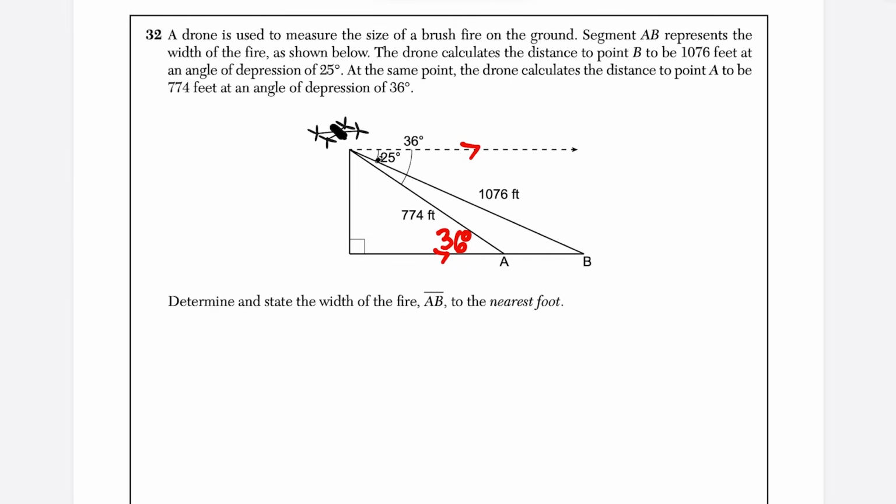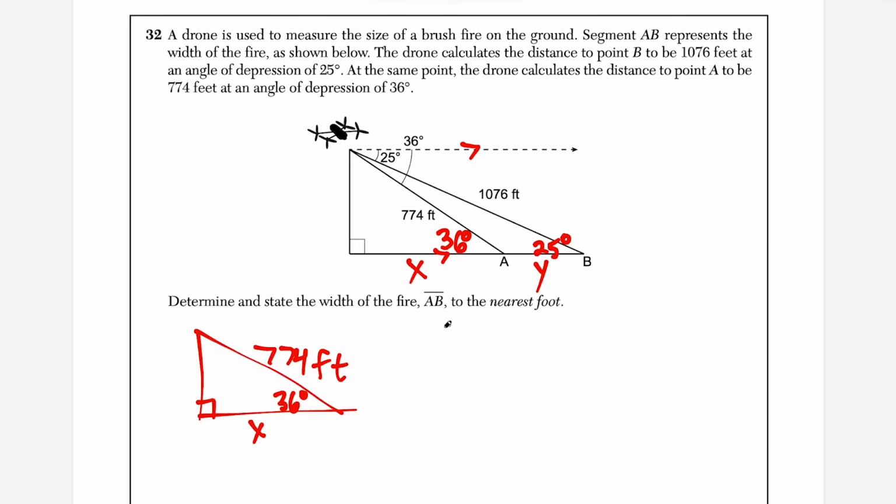And now this little angle is 25 degrees. So if I have this alternate interior angle over here, I could say that this one is equal to 25 degrees. So now what I want to do is I want to label this distance from here to here X, and this one over here Y. And I'm going to split this diagram up into 2 triangles. So I have the small right triangle is X over here, 36 degrees, and 774 feet.